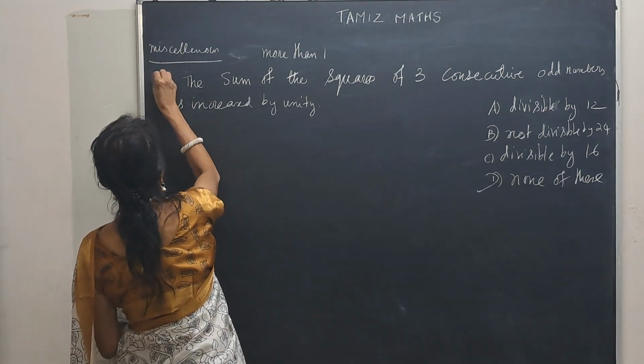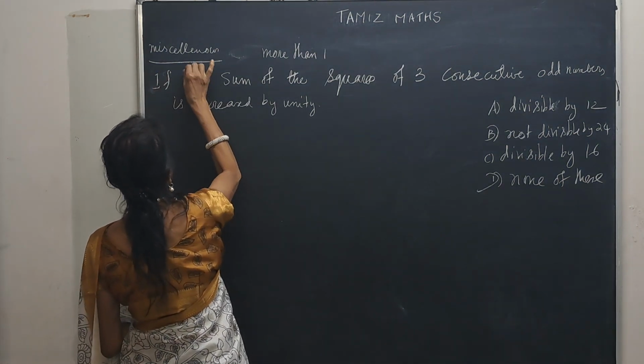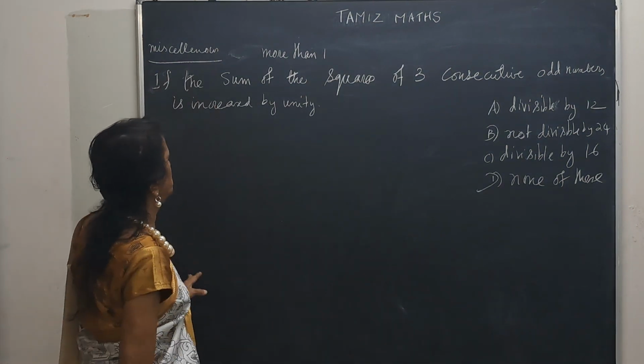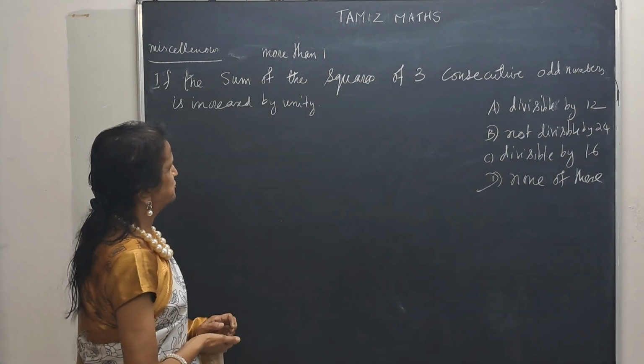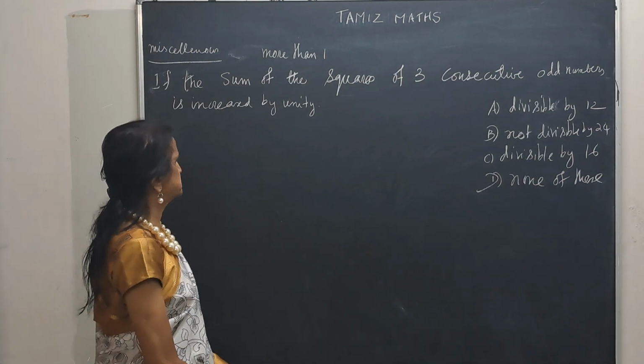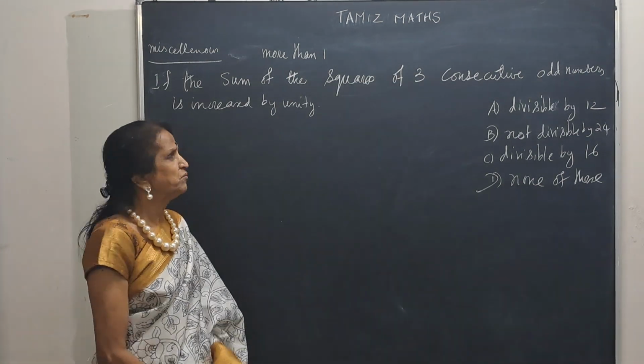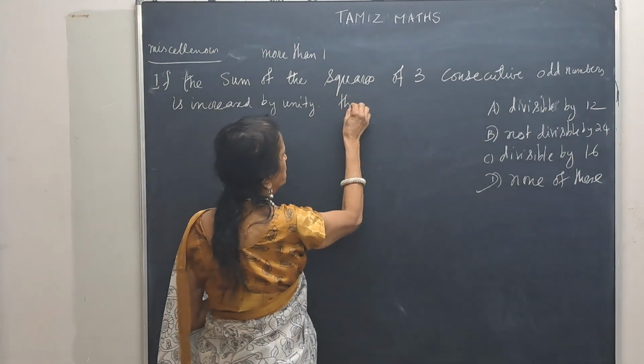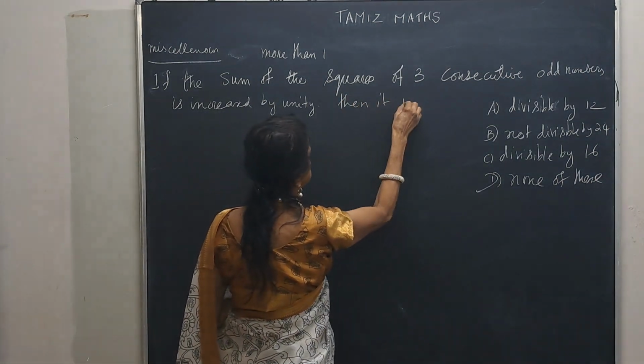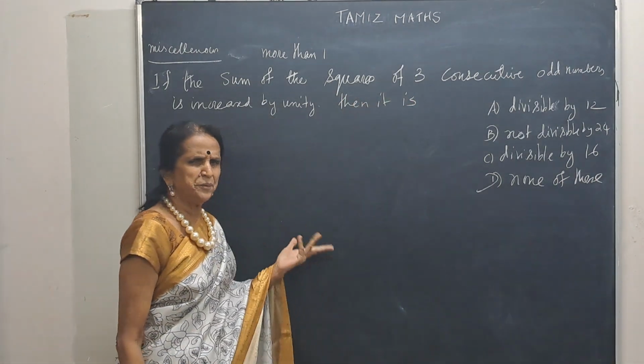You can put "if" here, if you want to be more thorough: if the sum of squares of three consecutive odd integers is increased by unity, then it is divisible by 12. You can put anything.